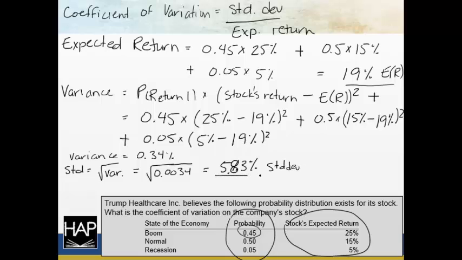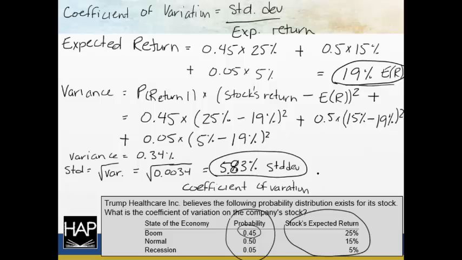So I've got the standard deviation, 5.83%, and the expected return of 19%. So I can calculate the coefficient of variation: 5.83% over 19% equals 0.3069. So that is my coefficient of variation. I'm now going to solve this problem using Excel.